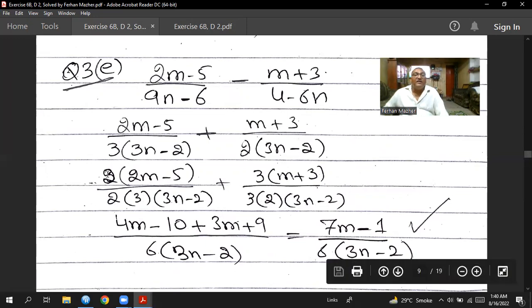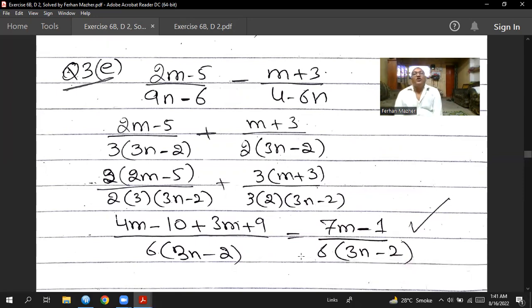And upstairs, you will have 4m minus 10 plus, in the numerator, 3n plus 9. So 4m plus 3m will be 7m, minus 10 plus 9 will be minus 1. And downstairs you have 6 bracket 3n minus 2 bracket close. So this is how you will do question number 3 and its E part.